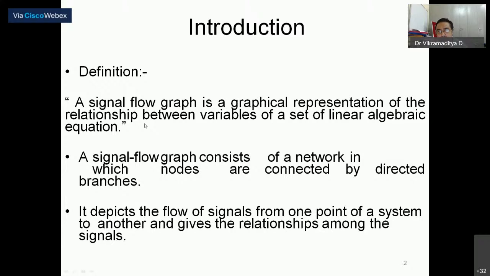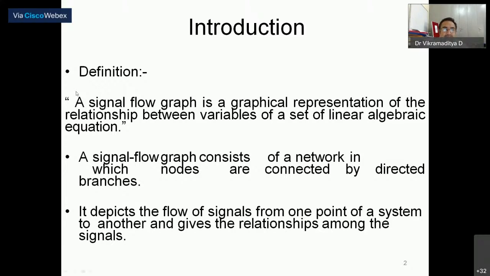Okay, particularly establishing the relationship between variables involved in it. For example, 2x plus 3y is equal to 2. So x and y are the two variables. How they are being connected, that is being represented graphically. So that is known as a signal flow graph.